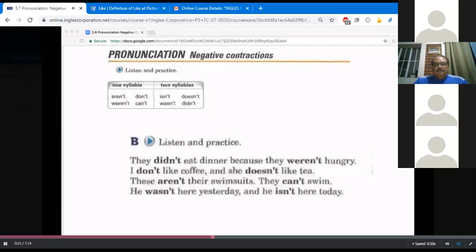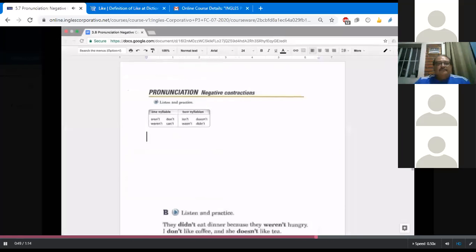I don't like coffee, and she doesn't like tea. These aren't their swimsuits. They can't swim. He wasn't here yesterday, and he isn't here today. A quick tip to follow when expressing contractions is to extend the end. For example, I can't.